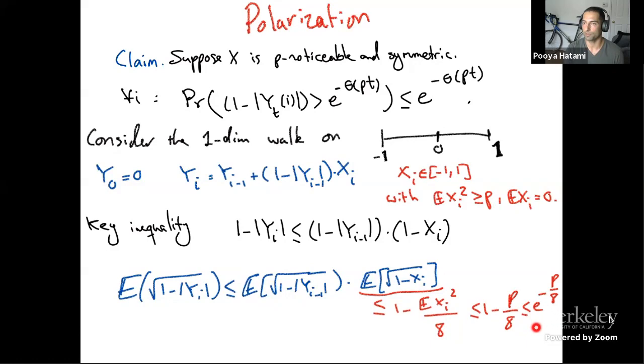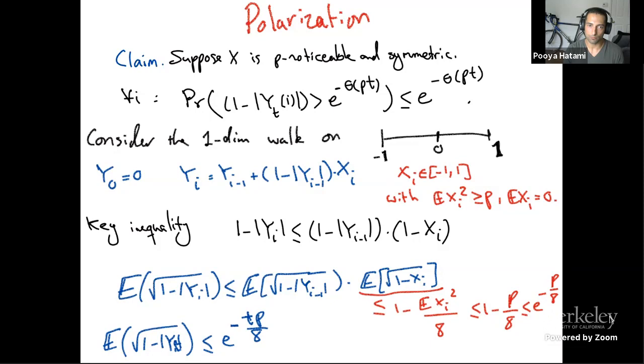Okay. And once we have this, we're pretty much done. So just repeat this for t steps. What it shows is that the expectation of the square root of the distance at the tth step from the boundary is bounded by something exponentially small in minus t, right? And now you apply Markov's inequality and take the squares after the Markov. So that's how this polarization works. It's pretty simple.